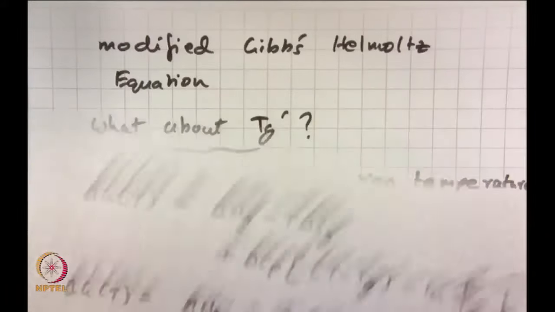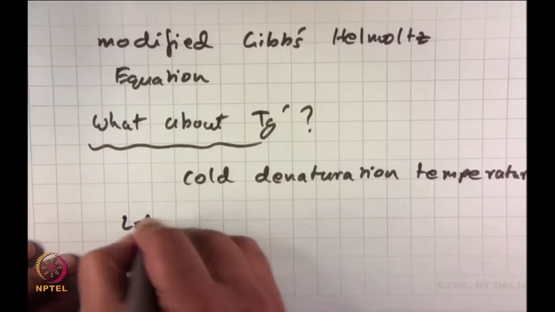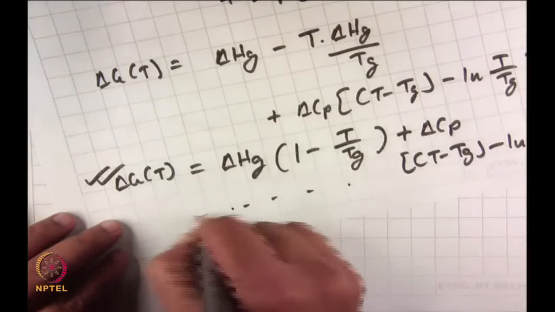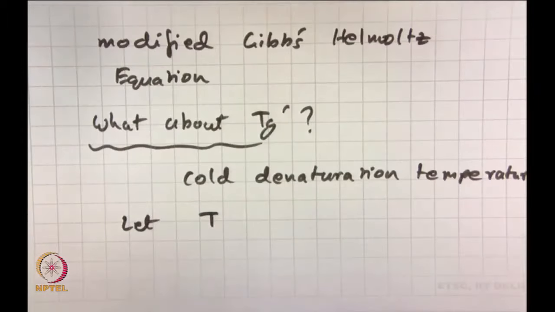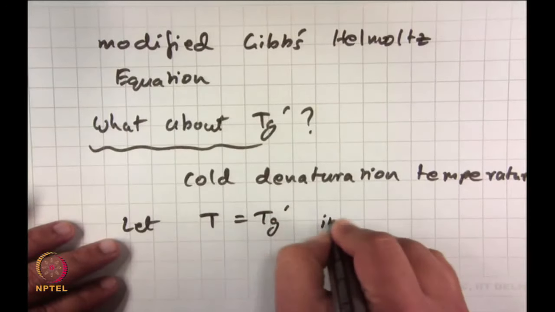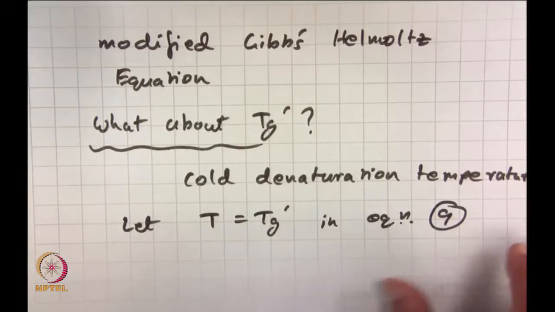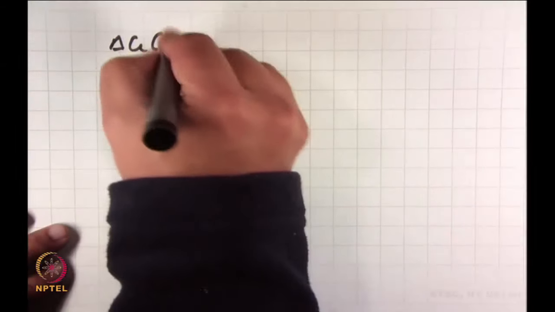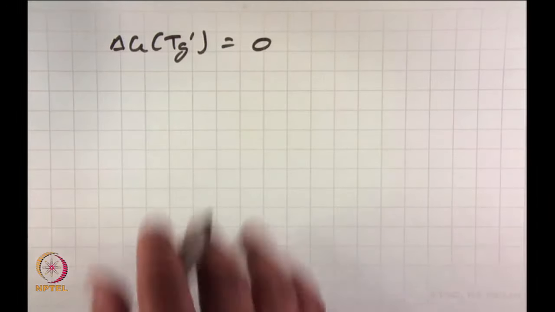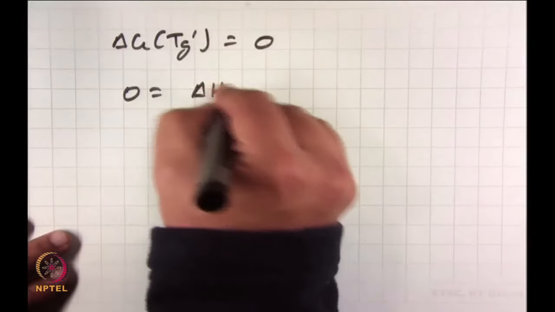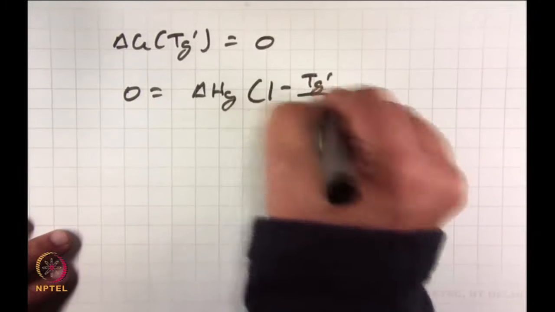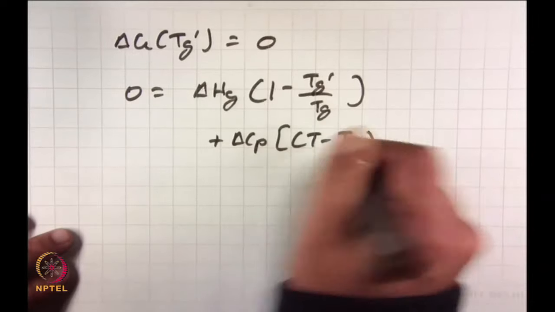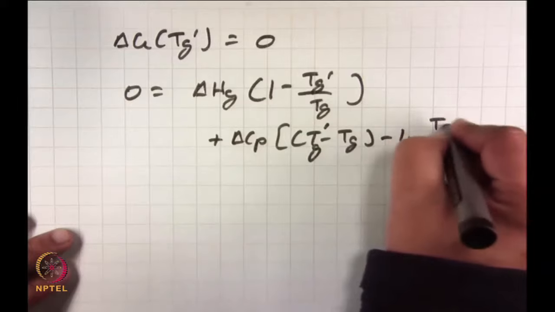Okay. So, let the equation we just derived be equation number 9. Okay, let this be equation number 9. So, in equation 9, let T equal T g prime. The moment we have T equal to T g prime, we can write delta g at T g prime is equal to 0, is it not, and hence 0 is equal to delta H g, 1 minus T g prime over T of g, plus delta C p, T minus T of g, where T is T g prime, minus T g prime natural log T g prime over T of g.